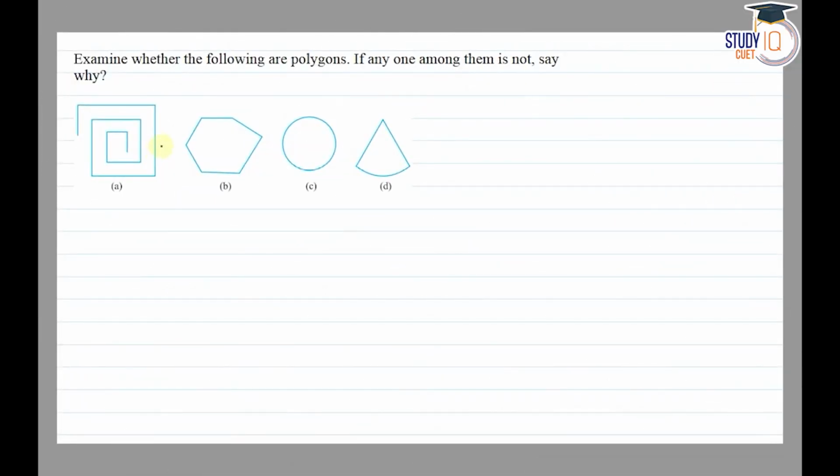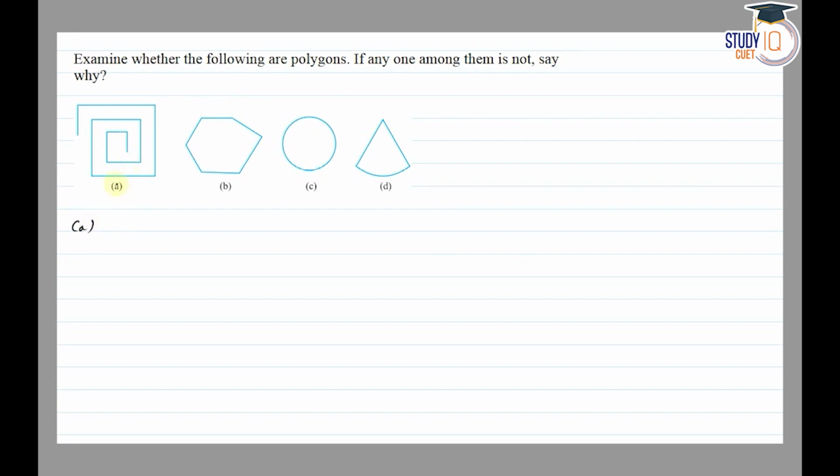Hello everyone. This question appears in the Class 6 NCERT chapter Understanding Elementary Shapes. This is the first question of Exercise 5.8. The question says: examine whether the following are polygons. If any one among them is not, say why.